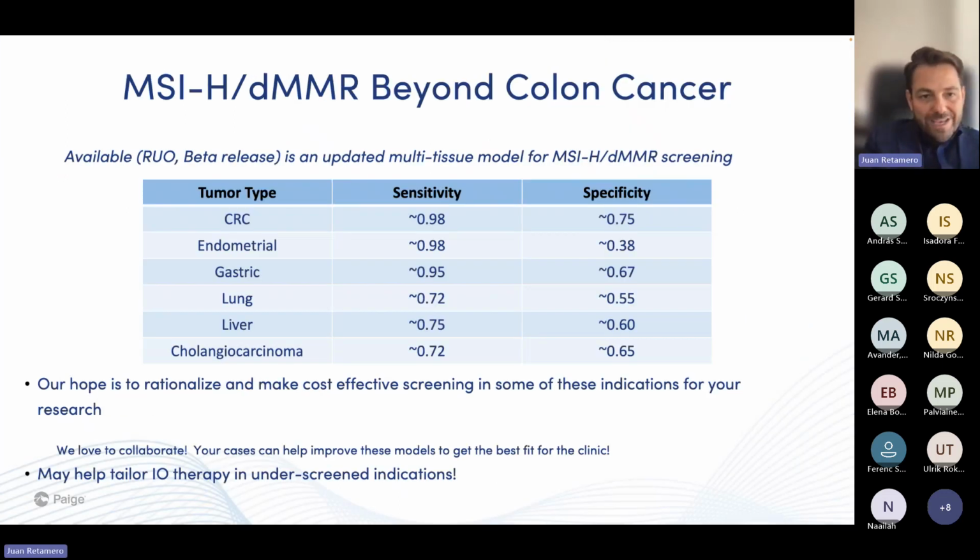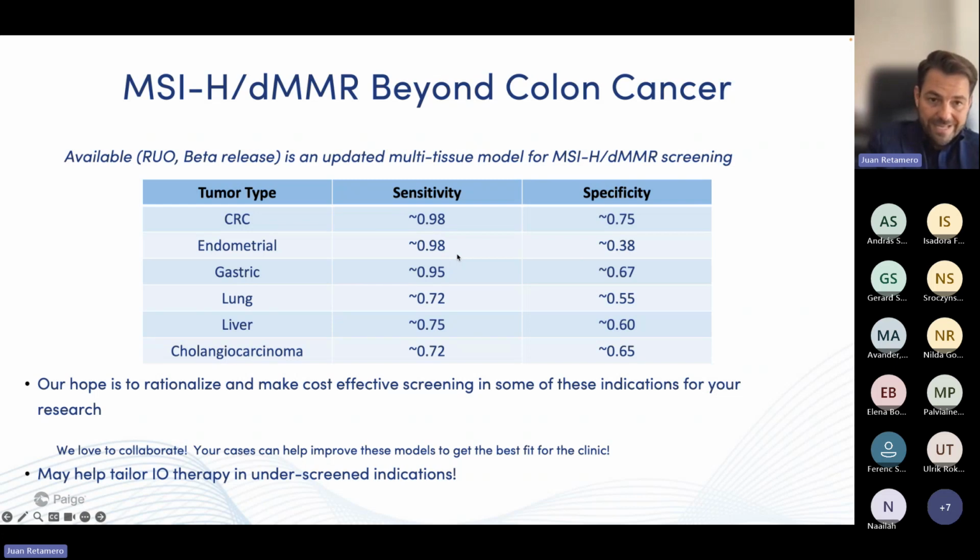Okay, what about expanding this screening tool beyond colon into other tissue types? This is something that's going to be available very soon, within the next few days, for beta release, and of course, research use only. But as we can see here, the sensitivity, the diagnostic yield in endometrium and stomach are actually pretty high. So certainly, again, not perfect, but certainly much better.